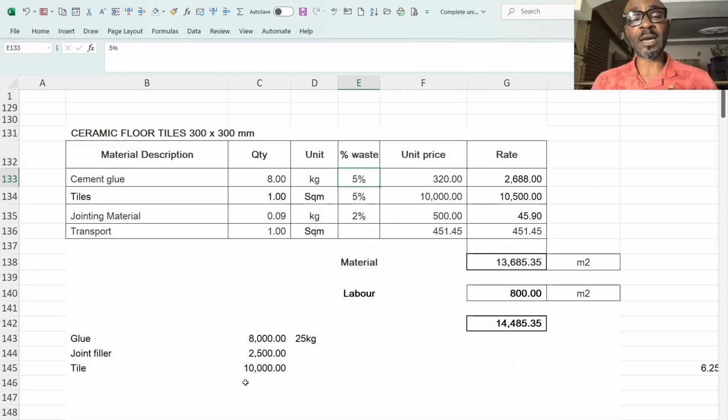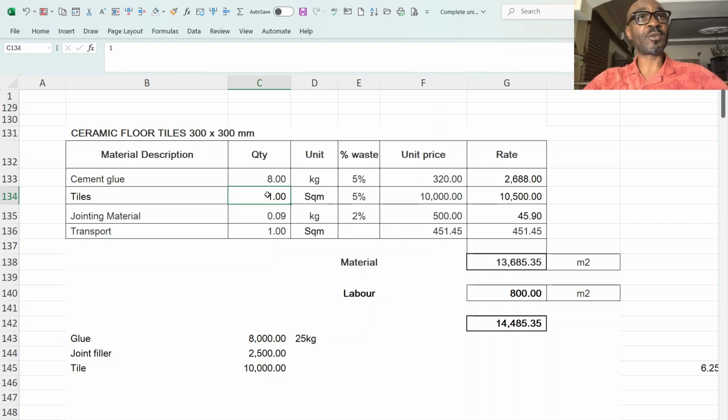So then, as you can see here, a bag of 25 kg of glue is 8,000 naira. Then I divided the 8,000 by 25 to give me a cost per kg. So the cost per kg multiplied by 8, plus 5%, gives me 2,688 naira for the glue. Then of course the tiling, it comes in packets.